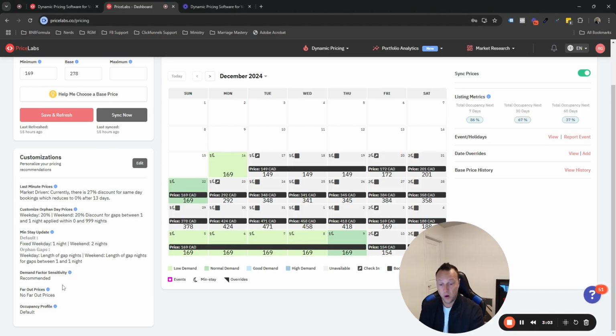There's so far out prices. There's so many different things that you can adjust inside of Price Labs that help you get your occupancy rate up and get more bookings. I am literally in my off season right now, and I am at 86% for the next 7 days. And over the next 30 days, I'm at 67%. And if you look inside Airbnb, I am at 92% for the month of December for this listing.